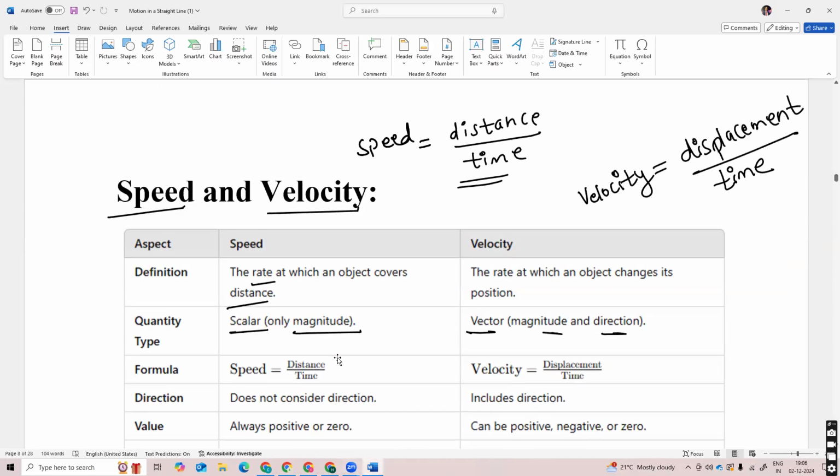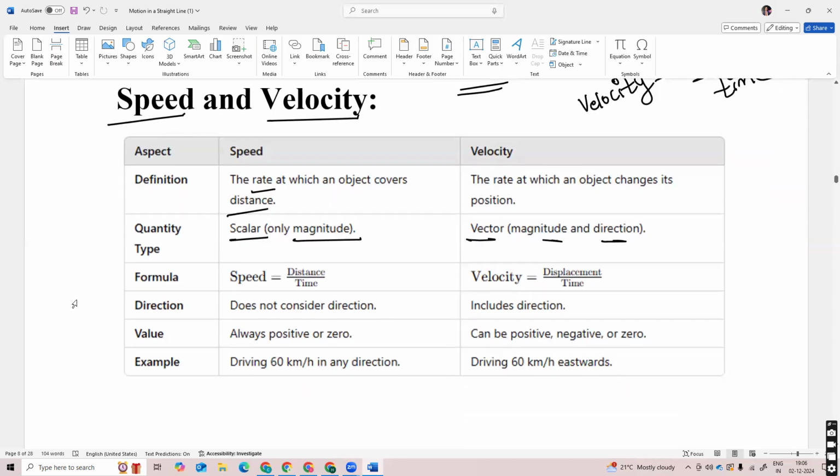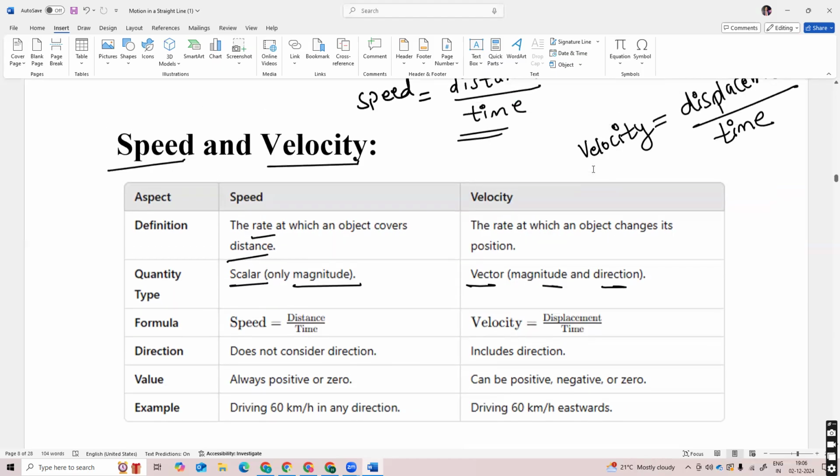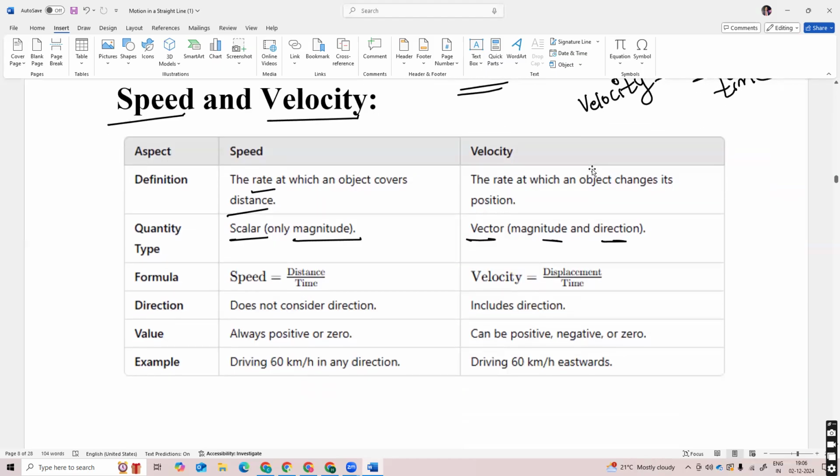Okay, so again we'll come to speed and velocity. As we have seen, speed is basically distance covered per unit time, whereas velocity is displacement per unit time. You know that distance and displacement are different things, and therefore speed and velocity are different things. Here speed is a scalar quantity, it has only magnitude, and velocity is a vector quantity, it has magnitude as well as direction.